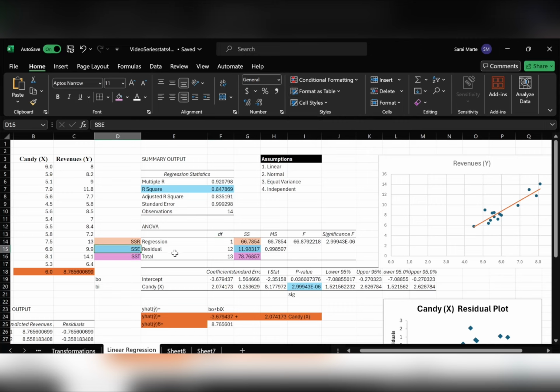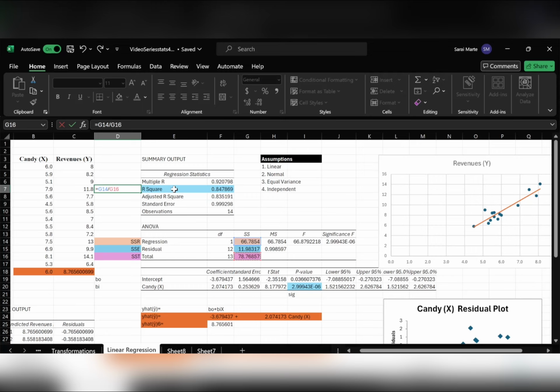It's the amount of variance that can't be explained, and then SST is just the sum of these two. So if we look at the sum of SSR plus SSE, we're going to get 78.76, which is the same thing as SST. Another thing that you want to know is if you take SSR over SST, remember that SST is the total amount of variation, the difference in the y values.